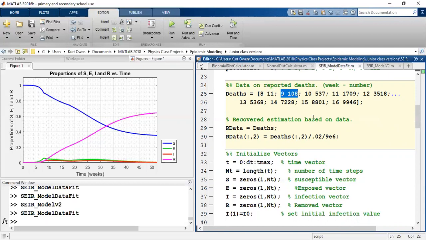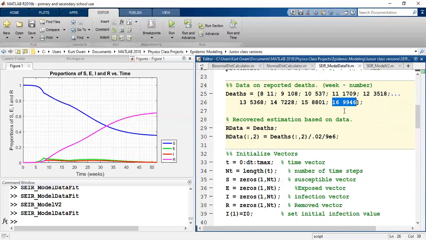Week 9, that's what this pair of data is. It's going to be a row of data. 9 would be the week number, and 108 is the number of deaths at that point, 10 and 537, and so on until we get up to week 16, where there were 9,946 deaths, all right? So that's all the data we have, all right? We don't know what happens beyond that because it hasn't yet happened, okay?